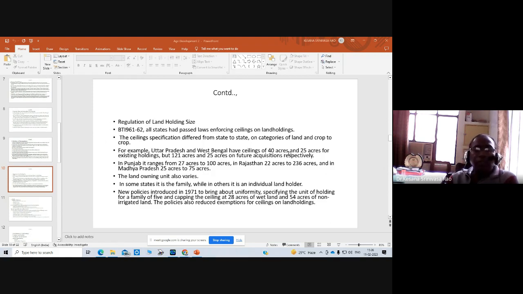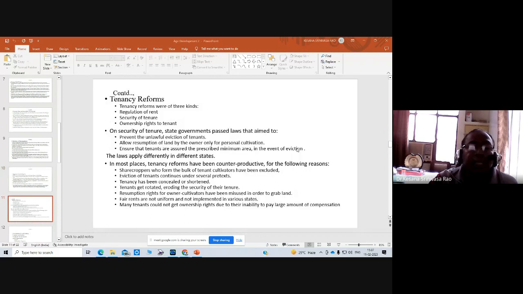The land owning unit also varies, because, as I have already told you, it varies from generation to generation. If a father has two or more children, his land can be distributed among his children in an equal manner. In that way the land holding unit will also vary from time to time. So in that way, these policies have been implemented.